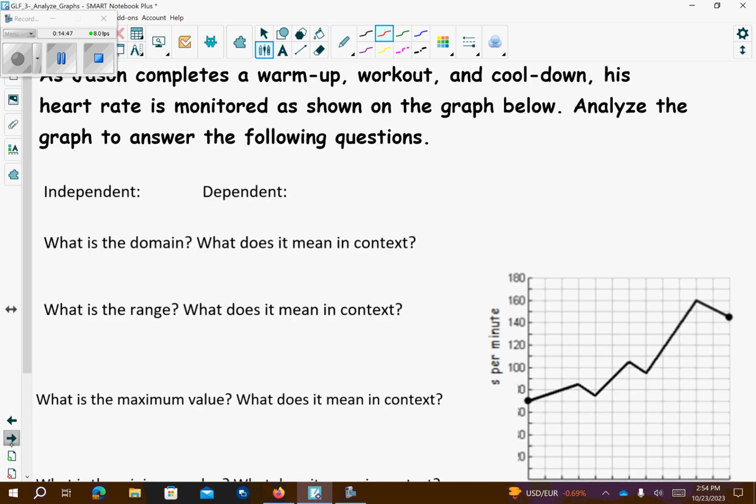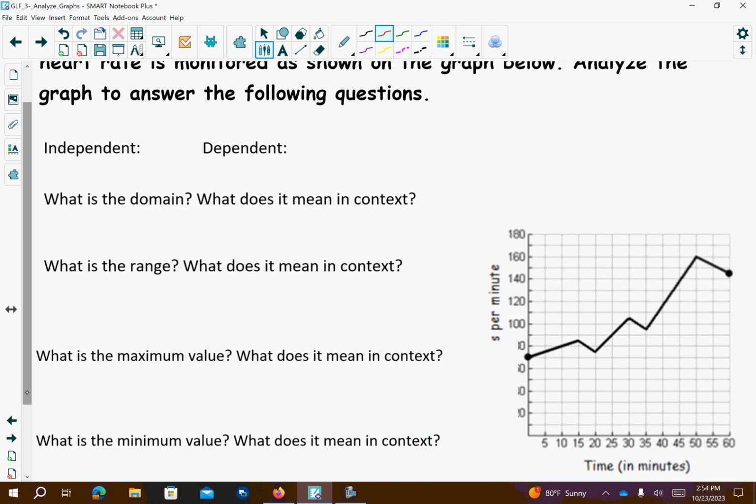All right, so this one says, as Jason completes a warm-up, workout, and cool down, his heart rate is monitored and shown on the graph below. Analyze the graph to answer the following questions. The independent variable is time. It's the x-axis. And then the dependent is beats per minute, which is the y-axis, okay?